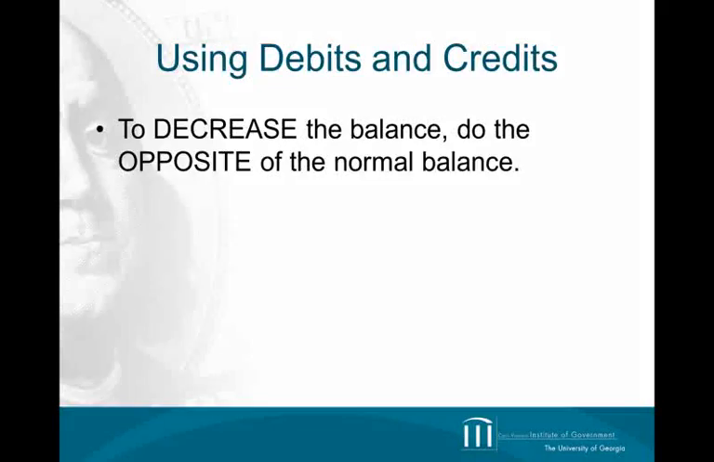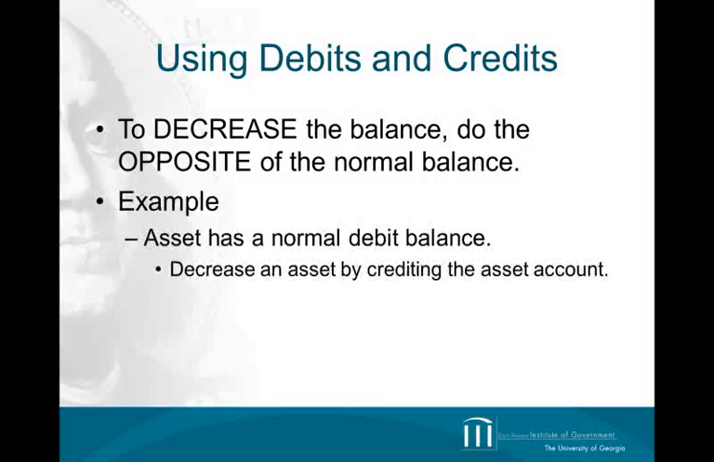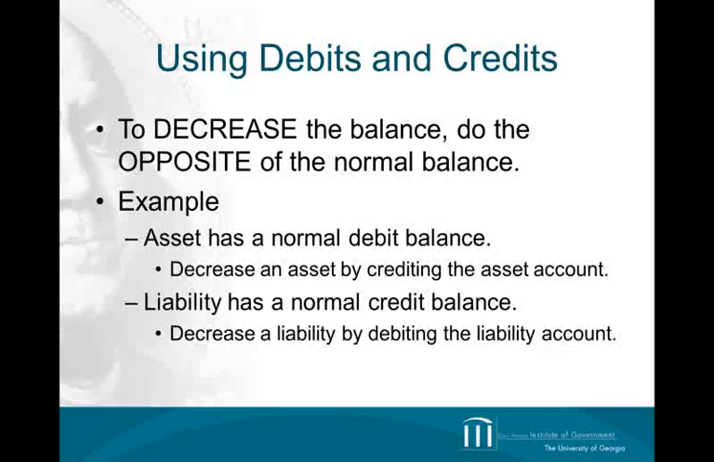To decrease the account balance, do the opposite of the normal balance. For example, an asset has a normal debit balance. To decrease an asset, credit the asset account. A liability has a normal credit balance. To decrease a liability, debit the liability account.